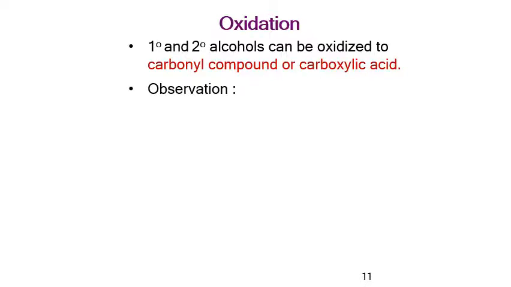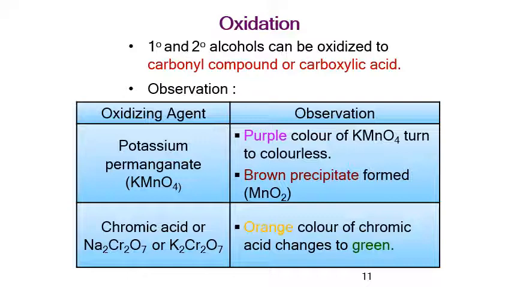In the experiment, observations can be made when treated with potassium permanganate, KMnO4. The observation is that the purple color of KMnO4 turns colorless and a brown precipitate forms. The compound is MnO2. Or if using chromic acid or Na2Cr2O7 or K2Cr2O7, the observation will be that the orange color of chromic acid changes to green.